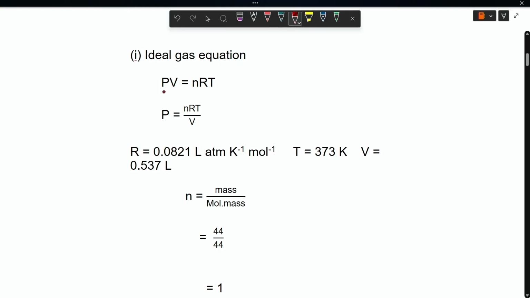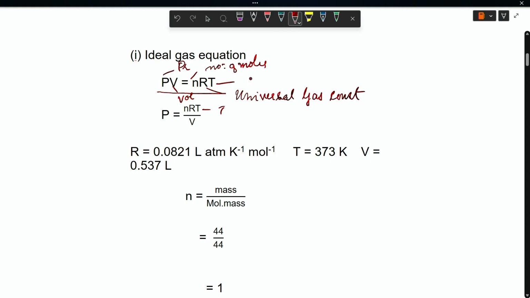According to ideal gas, PV is equal to nRT, where P is the pressure, V is the volume, n is number of moles, R is universal gas constant, and T is the temperature. Now, rearranging, I am taking V to the denominator, we get P is equal to nRT by V, and this is the expression for pressure according to ideal gas equation.